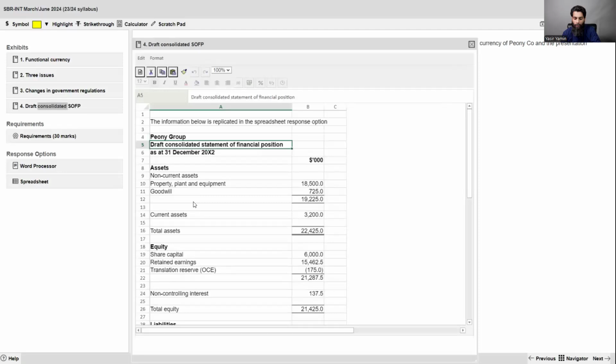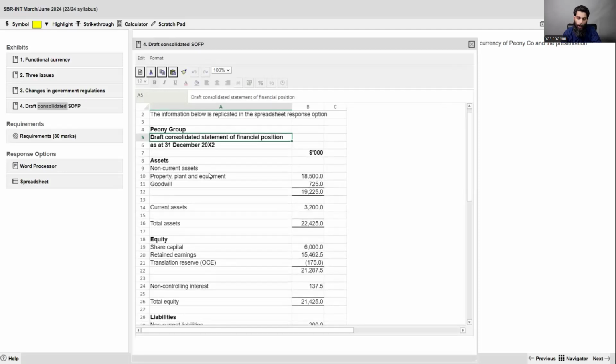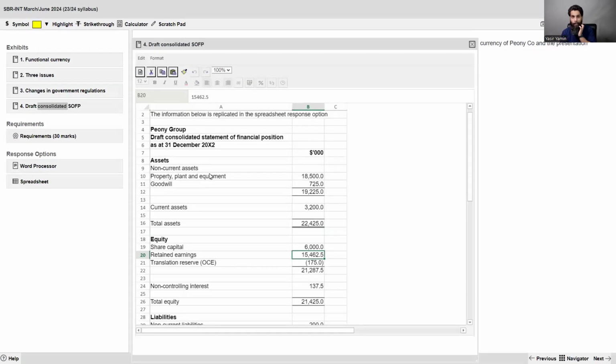Now we see that we have been provided with group property, plant and equipment. Goodwill has already been calculated. Current assets are there. Total assets are there. Parent company's equity is there. Consolidated retained earning is there. So that's already been done.